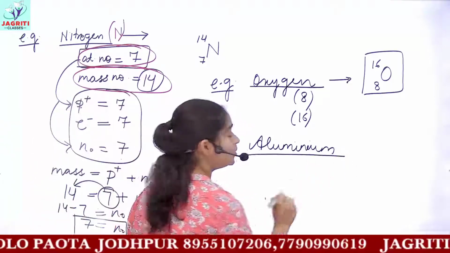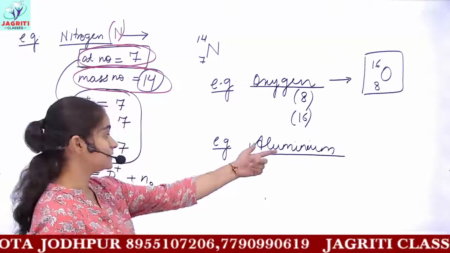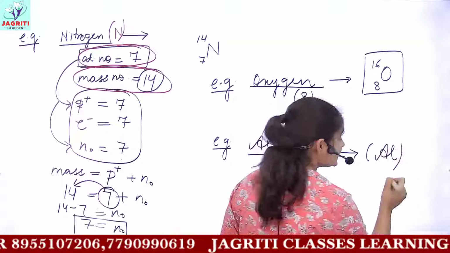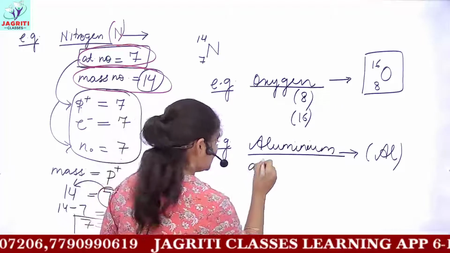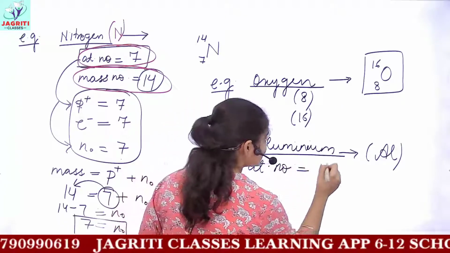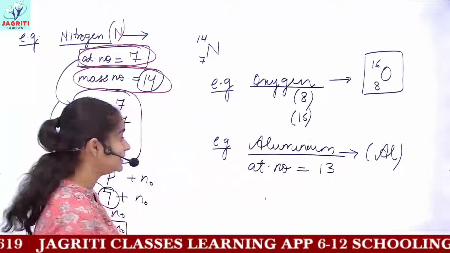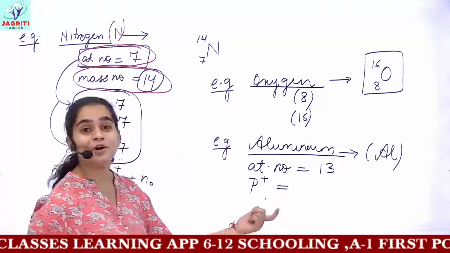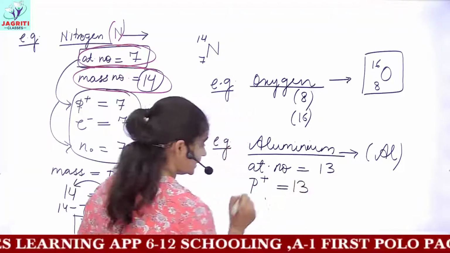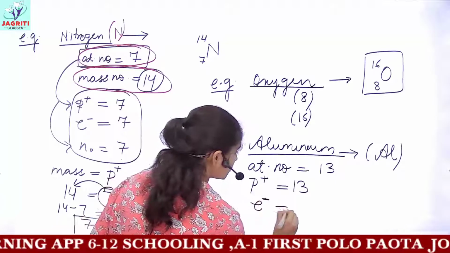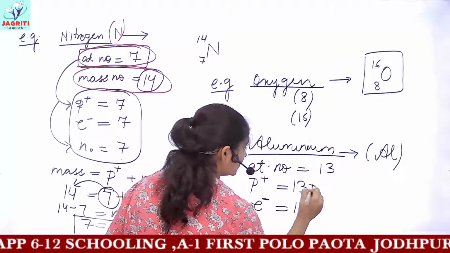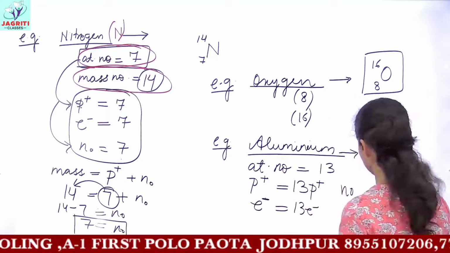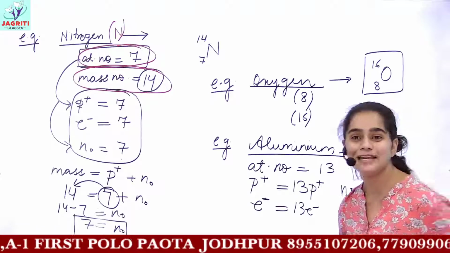Now talking about aluminium, can you try to represent this aluminium atom symbolically? The symbol of aluminium is Al, okay? The atomic number of aluminium is 13. And as we say, this atomic number gives you the number of protons. So the total number of protons present in aluminium is 13. The total number of electrons in aluminium is 13. And talking about the next subatomic particle, the neutron, the number of neutrons in aluminium is 14.